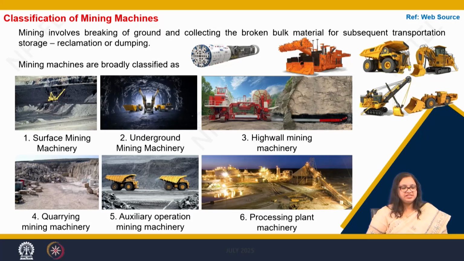Now when we classify these mining machines, they are broadly classified into 6 categories. So let us go through them one by one. The first one is the surface mining machineries that are generally used in open cast mining operations. The second category is the underground mining machineries, which are used for underground mining operations. And then we have a third category, which is the high wall mining machinery, which is used specifically when we are opting for a high wall mining operation.